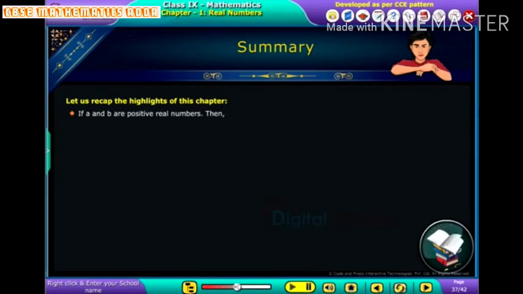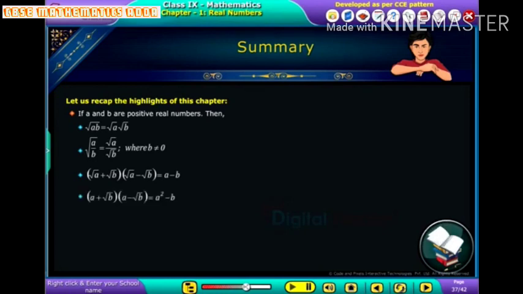If a and b are positive real numbers, then root ab is equal to root a into root b. Root a by b is equal to root a by root b, where b not equal to 0. Root a plus root b into root a minus root b is equal to a minus b. a plus root b into a minus root b is equal to a square minus b. Root a plus root b into root c plus root d is equal to root ac plus root ad plus root bc plus root bd. Root a plus root b whole square is equal to a plus 2 root ab plus b.